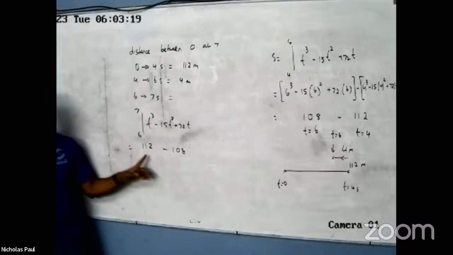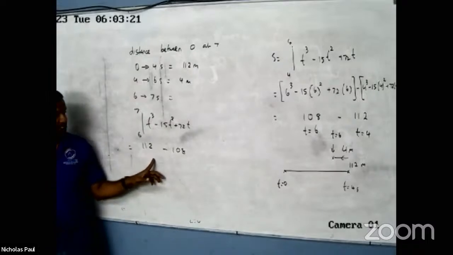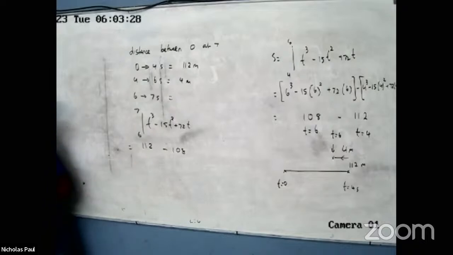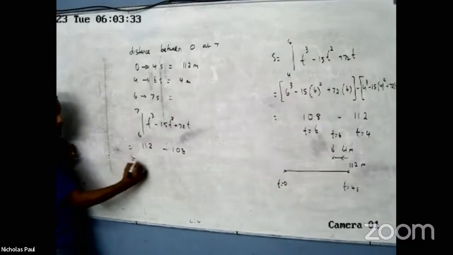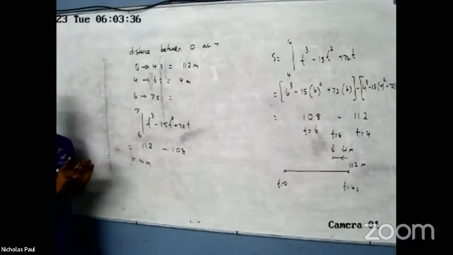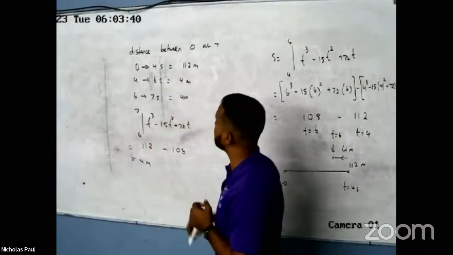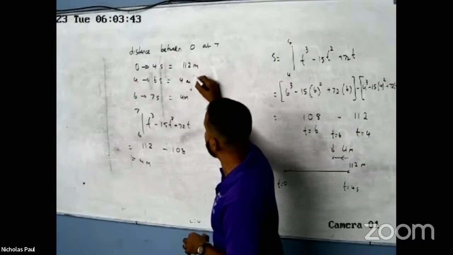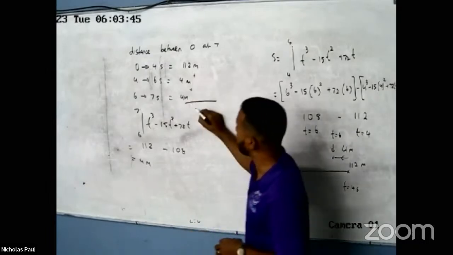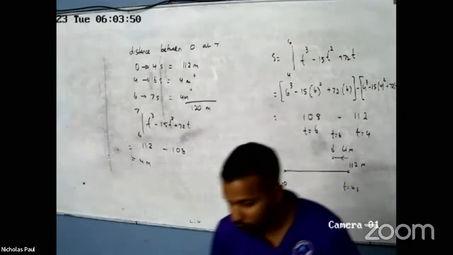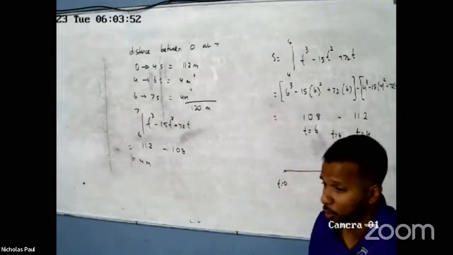How much did you get? 112? Okay. So you got 4 meters. So the total distance traveled here is 4 meters. So you add up here, your total will be 4 and 4, that's 120 meters. Are you okay with that?